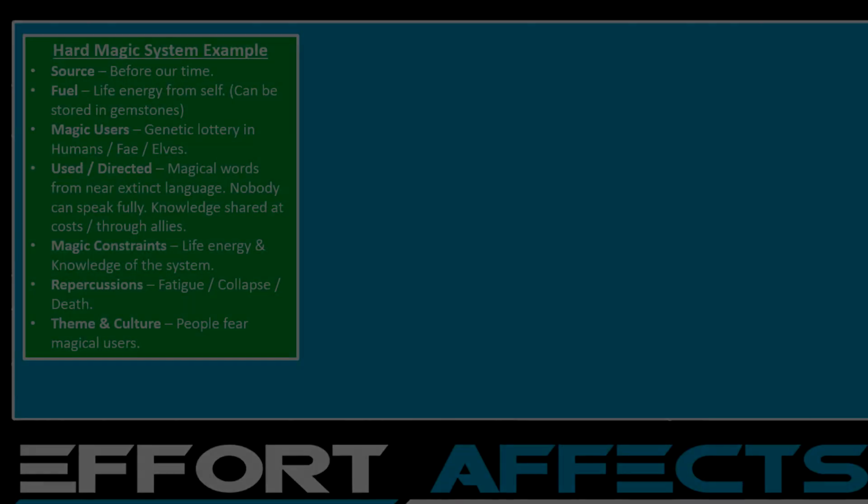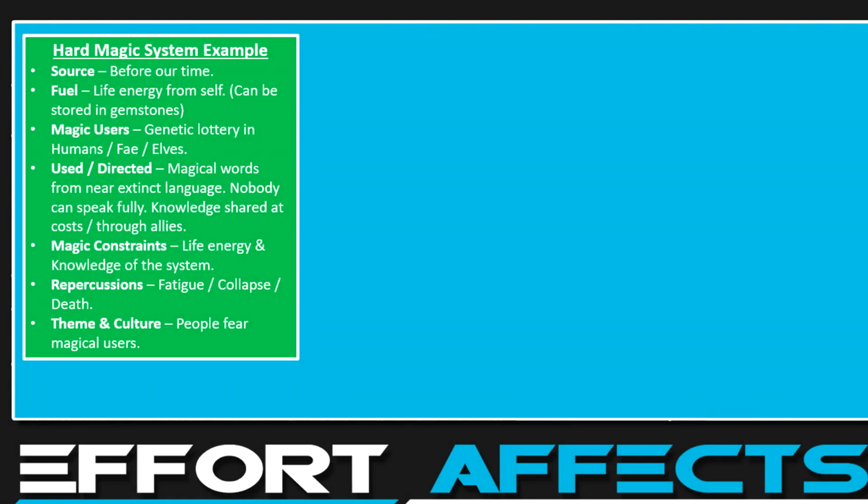Let's do a magical word system, for example. So its source is before our time, I don't know where it comes from. It's fueled by life energy from a person or can be stored in gemstones. Its magic users are the genetic lottery for humans, so some are more akin to it, and it's pretty standard for Fae and Elves. And it's directed by magical words from a nearly extinct language.